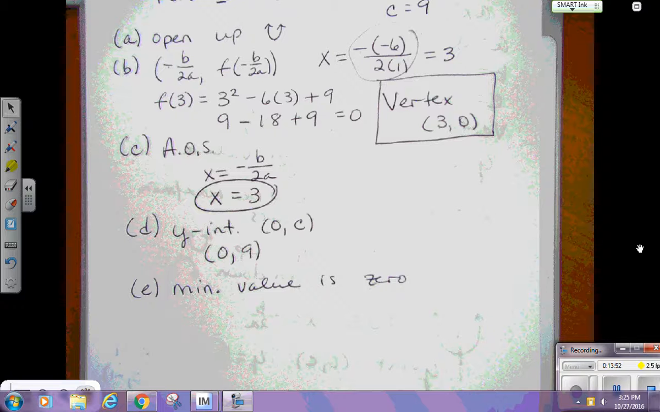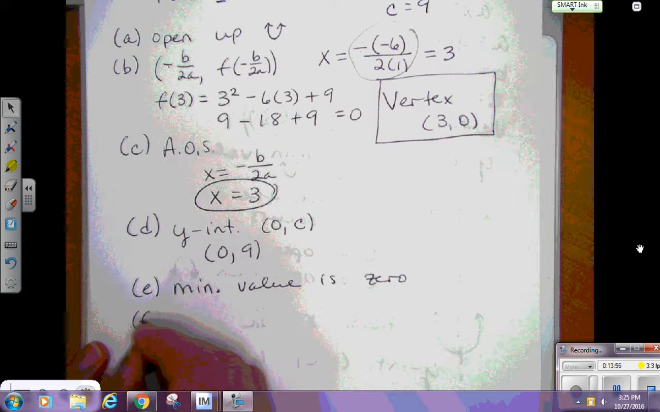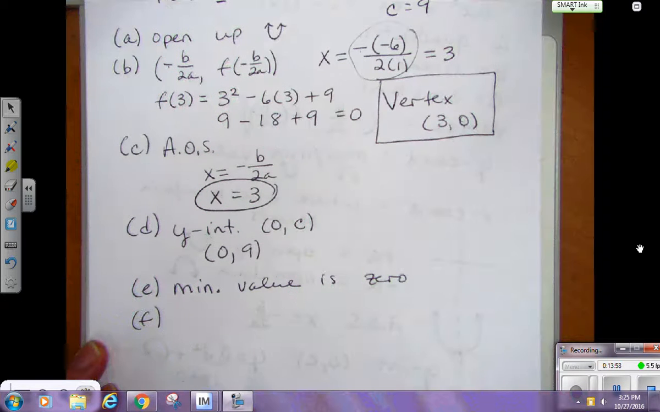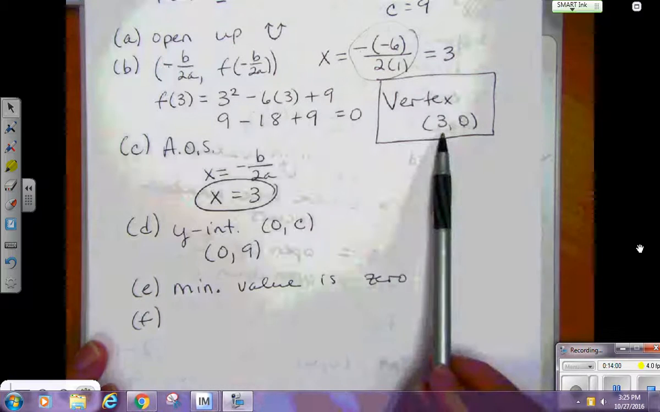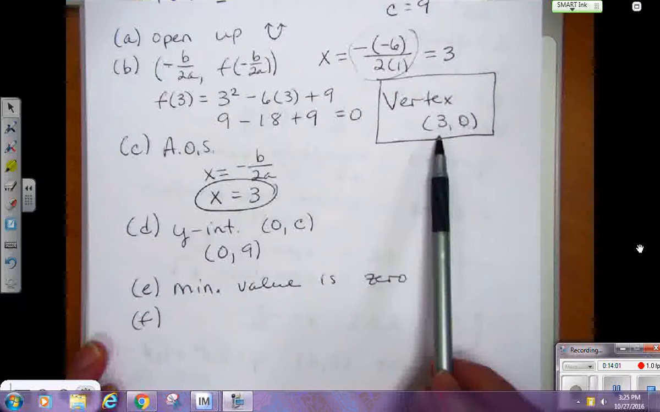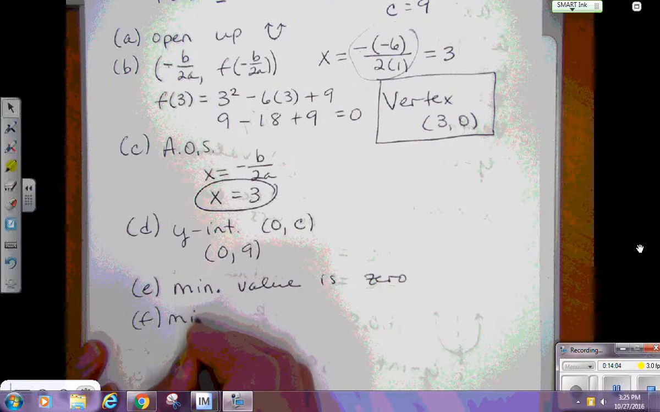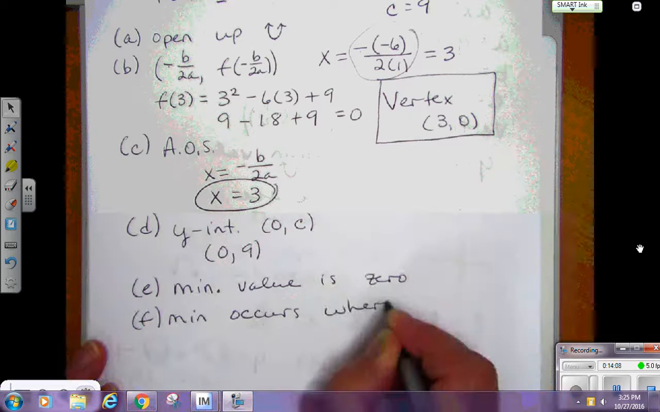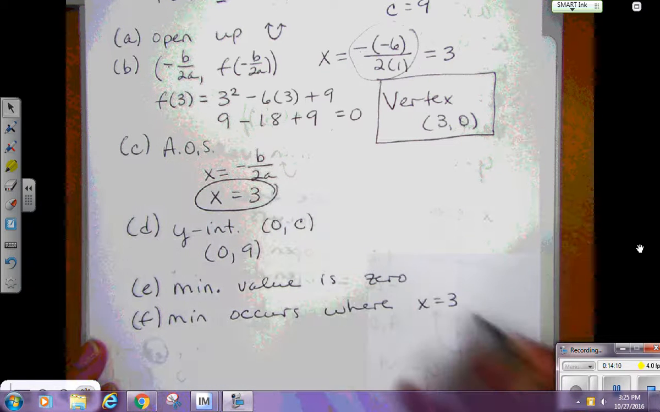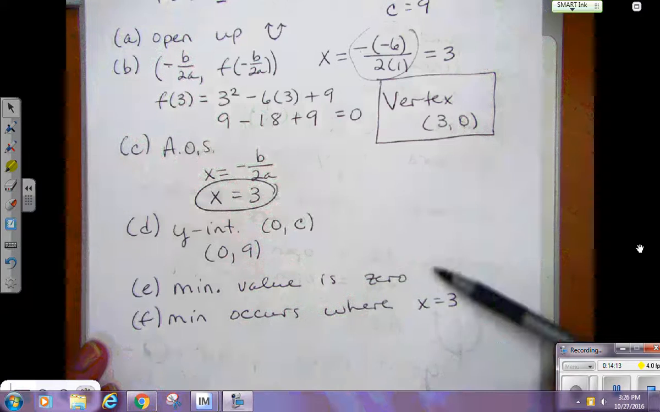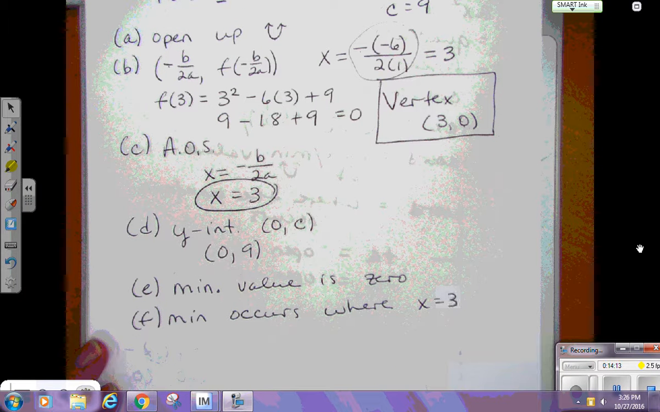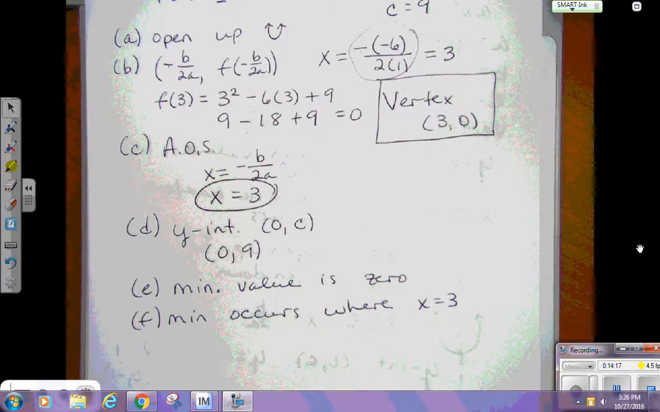Okay, now the next part, F, where does that occur? So your x-coordinate of the vertex tells where that min value occurs. So the min occurs where x is 3. And you do need to make a distinction between the two. Don't just write numbers down, but label what they represent.